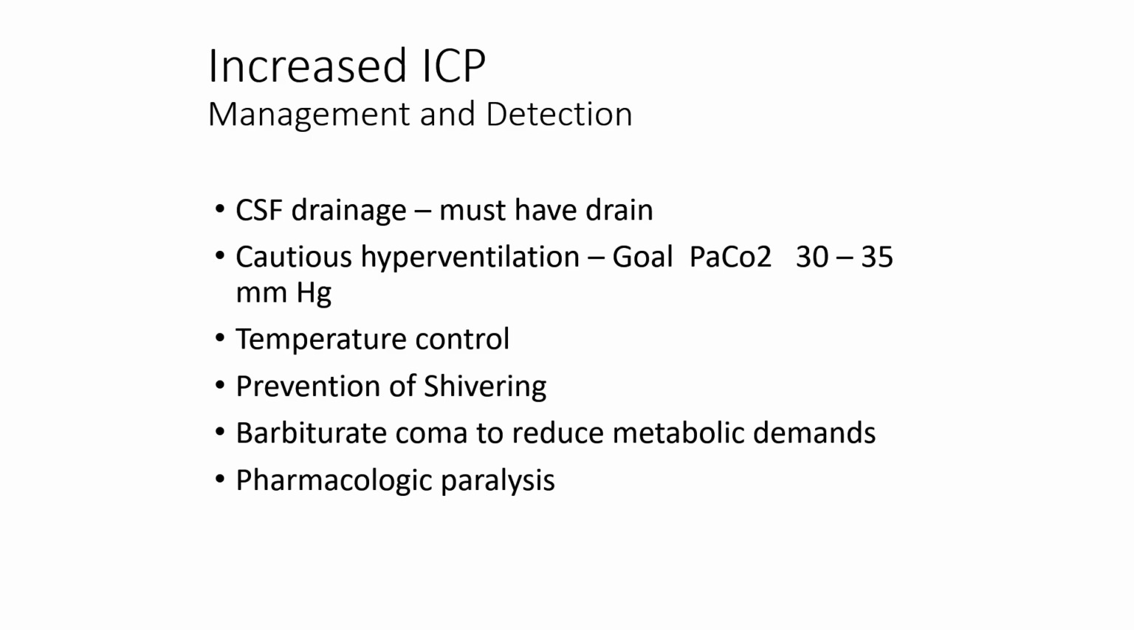Along with that, we may use pharmacological paralysis. This is another way of reducing the metabolic demands of the brain. The patient is given paralyzing agents, IV, so they cannot move. But remember, during both of these treatments, they must be on a mechanical ventilator and also given analgesics for pain because they will still feel sensation.